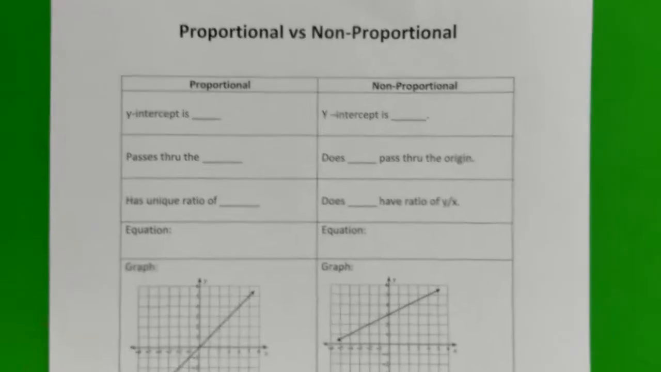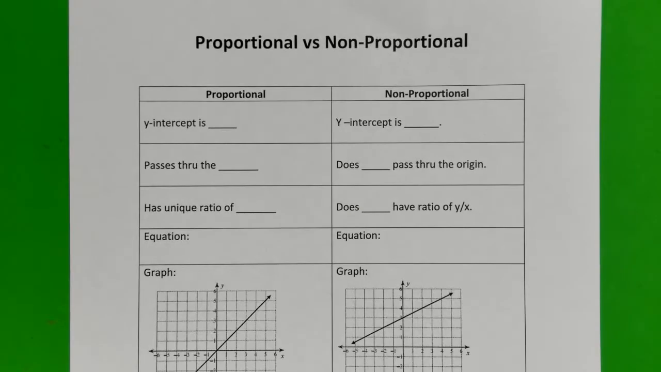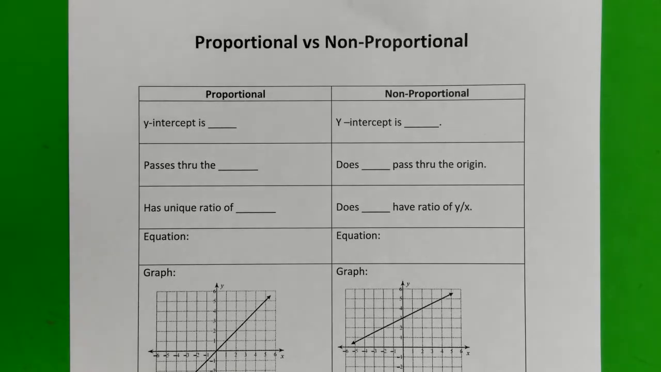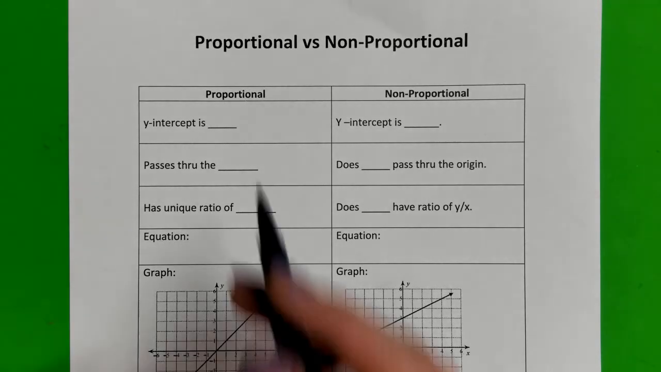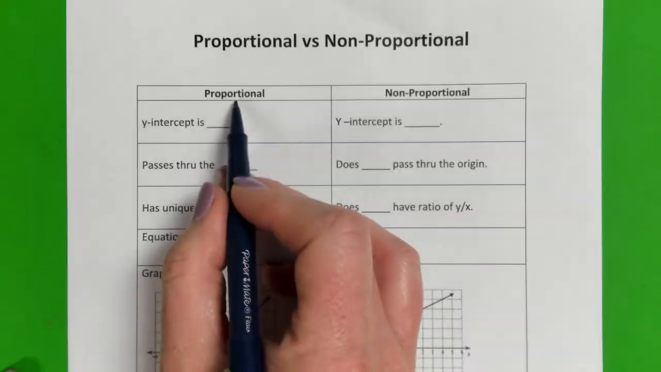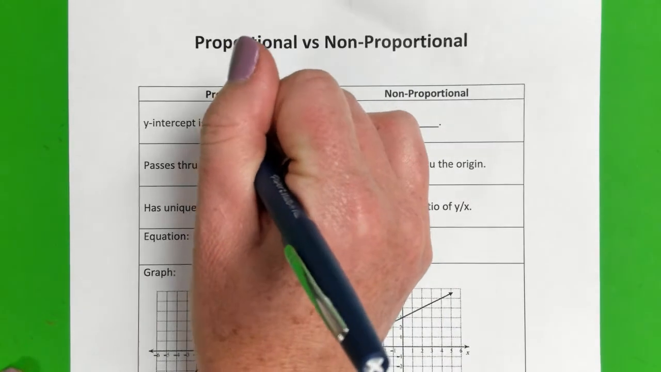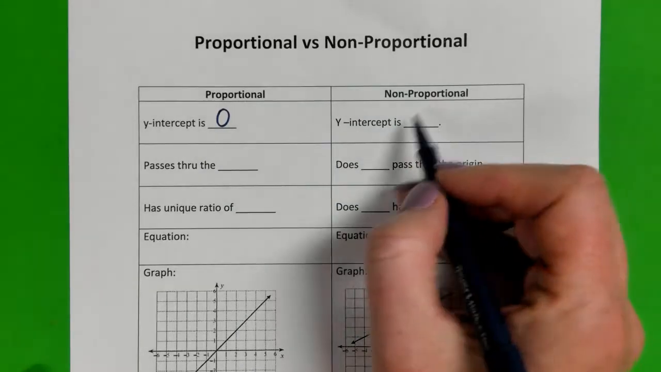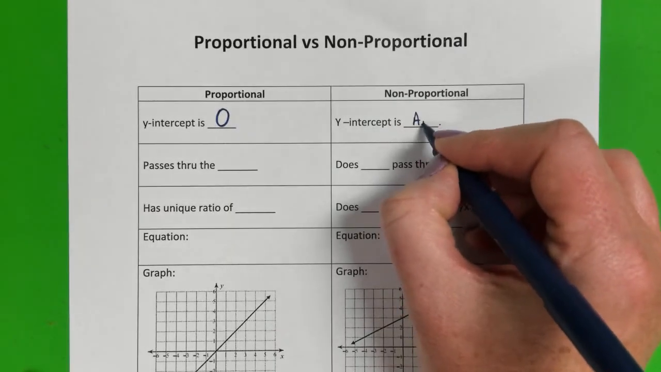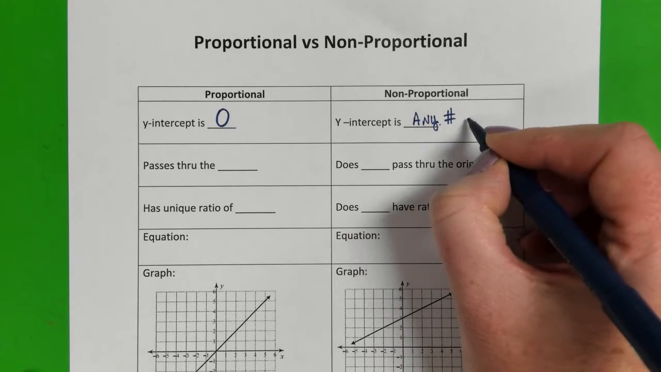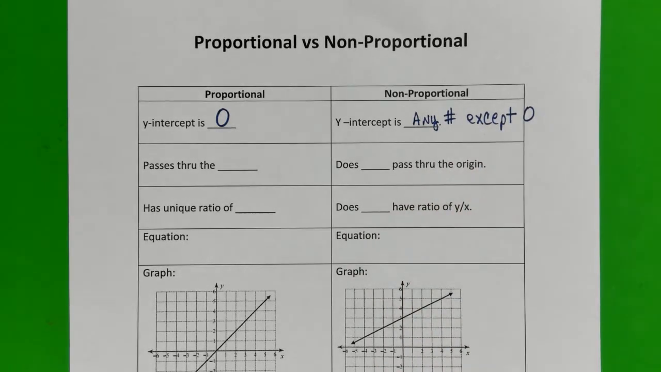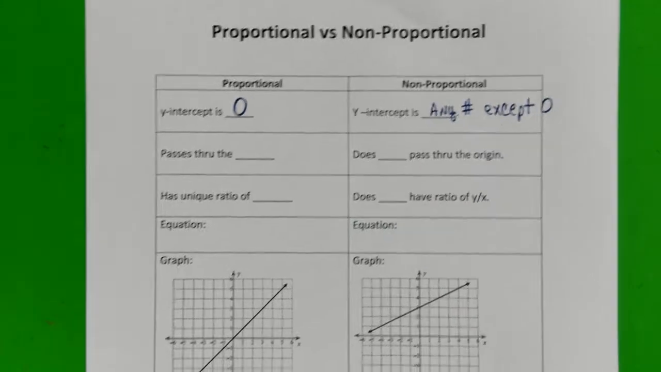Let's do some reminders of proportional versus non-proportional graphs. This is really important, and it's actually pretty easy. Remember that if a graph is proportional, the y-intercept is 0. If it's non-proportional, the y-intercept is any number except 0. So it has to be something else besides 0. If there's another number besides 0 for your y-intercept, then it's non-proportional.